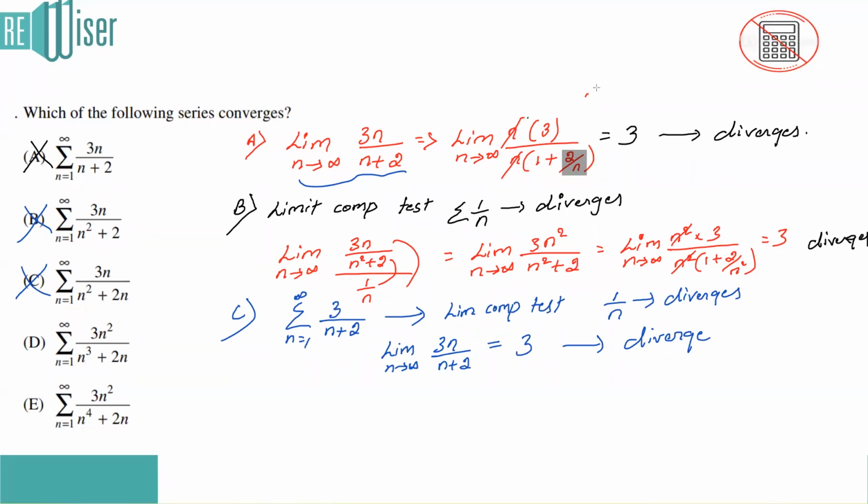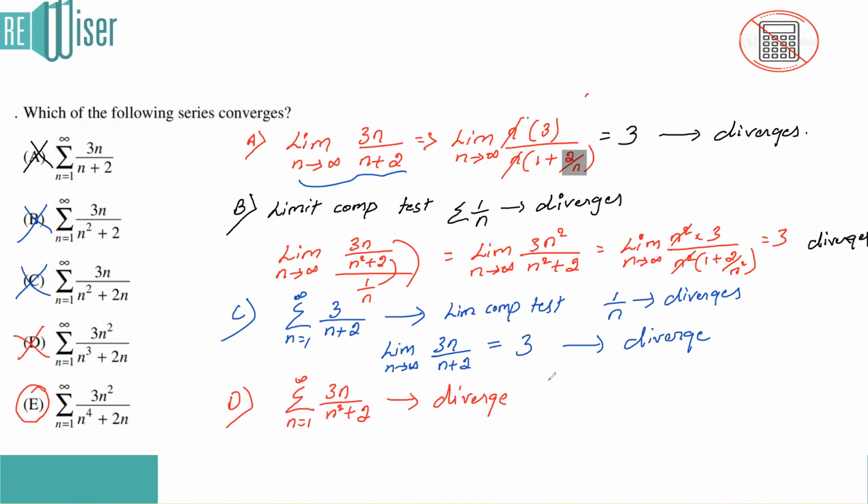If I talk about option D, I can factor out n and simplify it. When I do that, in the numerator I'll get 3n over n squared plus 2, which is exactly the same as option B. So if option B diverges, this one will also diverge. That is the reason option E is the right answer.